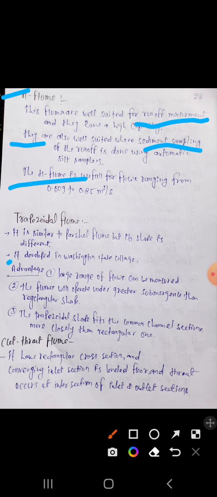And now come to the cutthroat flume, and it is similar to the trapezoidal flume. It has a level floor in the converging inlet section, and the throat occurs at the intersection of the inlet and outlet sections. In this video, we have discussed measurement of flow in open channel, and in the next video we will discuss measurement of flow in pipes.